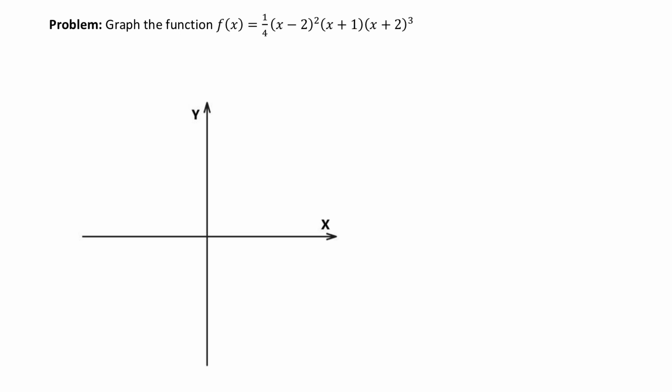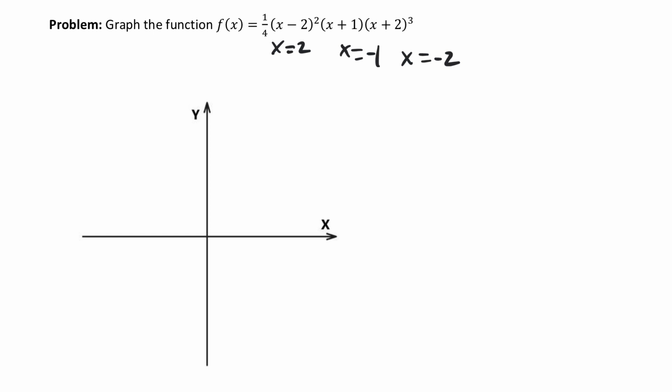All right, so let's go ahead and try this one. I encourage you to pause the video and give it a try. At least come up with the x-intercepts and the y-intercept and see if you can give the graph a rough sketch. All right, here we go. We have x equal to 2, x equal to -1, and x equal to -2.